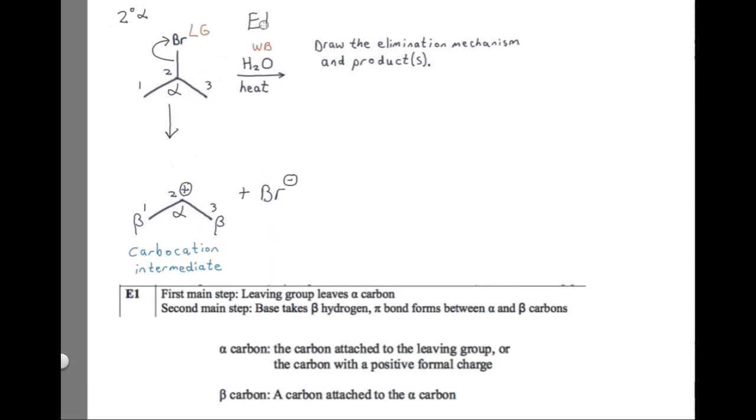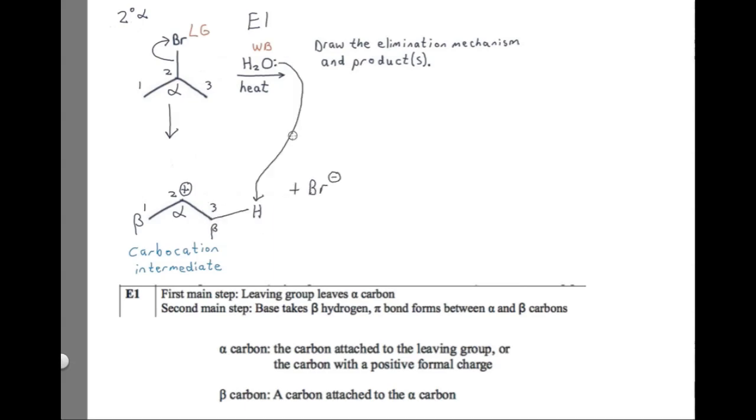So E1 mechanisms create a carbocation intermediate. That's an important term. So let's go back to the alpha and the beta carbons. Notice that in E1 step 2, the base takes the beta hydrogen. So in order to draw the arrow for that, I have to draw in a hydrogen on the beta carbon.